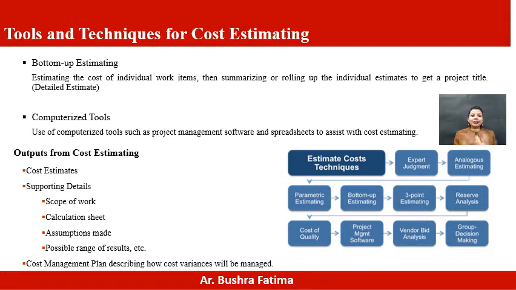So what are the outputs from cost estimating? After the tools and techniques, there are cost estimates, supporting details, scope of work, calculation sheet, assumptions made, and possible range of result. The cost management plan describes how cost variance will be managed. So these are the outputs from cost estimating.